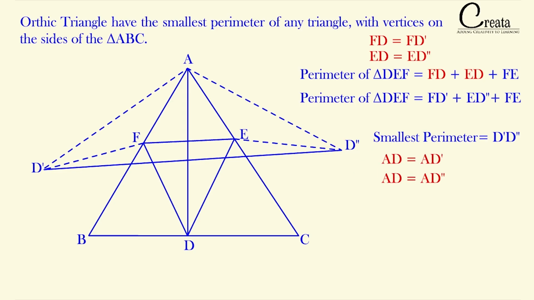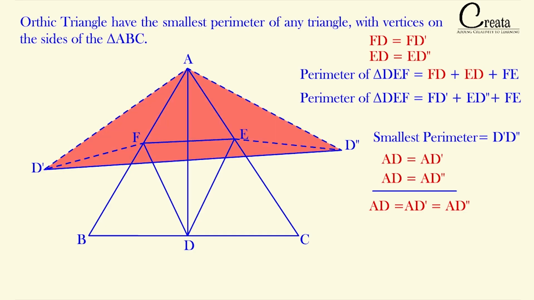If we compare these two equations, we got AD is equal to AD dash, which is equal to AD double dash. Means all these three line segments are equal to each other. If we take the triangle AD dash D double dash, its two sides are equal, that is both of these sides are equal. So can we say this triangle is an isosceles triangle? The triangle with two sides as equal to each other.